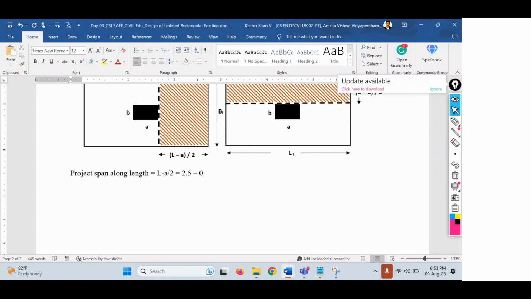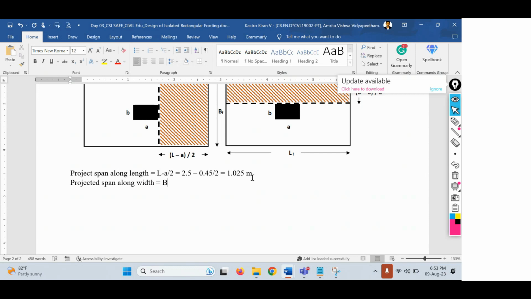450 mm. That is 0.45 divided by 2. Therefore, you're going to get the value as 1.025 meters. This is the projected span along length. Similarly, we have to calculate the projected span along width as well.